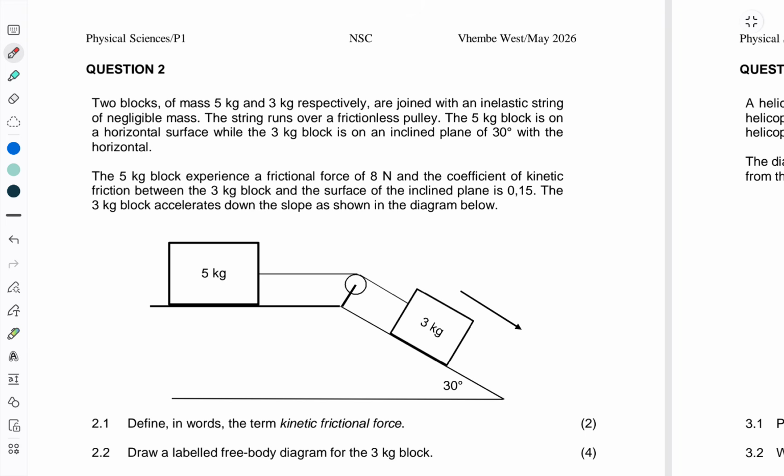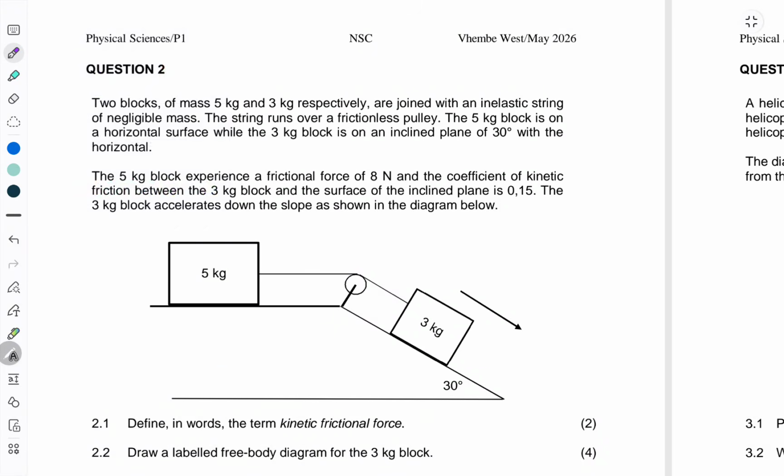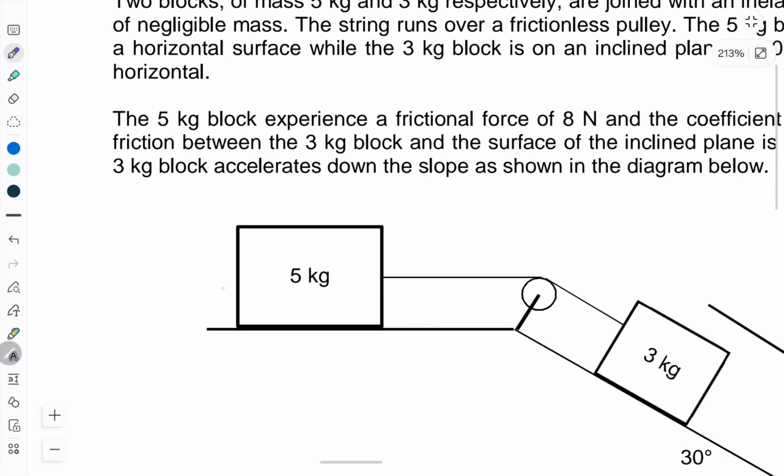Okay, the 5 kilogram block experiences a frictional force of 8 newtons. Okay, we are getting somewhere. So what I normally do, or what I advise learners, students, to do, is you can go to your diagram and label some of these things.